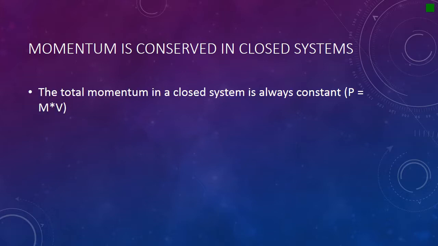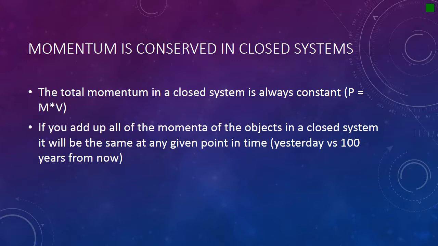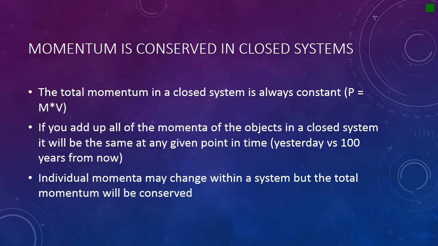It means a couple of the following things. The first thing it means is that the total momentum in a closed system is always constant, or doesn't change. So if all of it adds up to 1, it will always add up to 1 if it's conserved correctly. And that holds up throughout time. So if yesterday the total momentum was 1, 100 years from now the total momentum of the system will be 1. Even if individual momentums change within the system, the total momentum will still add up to 1.